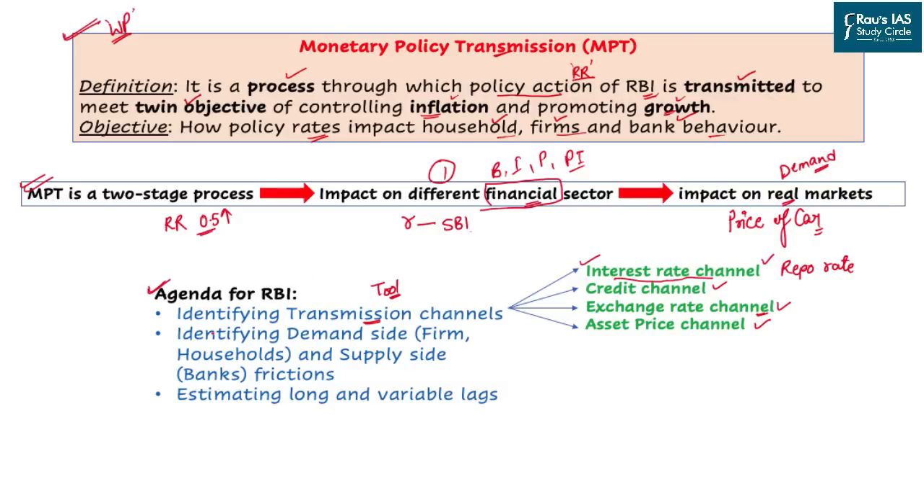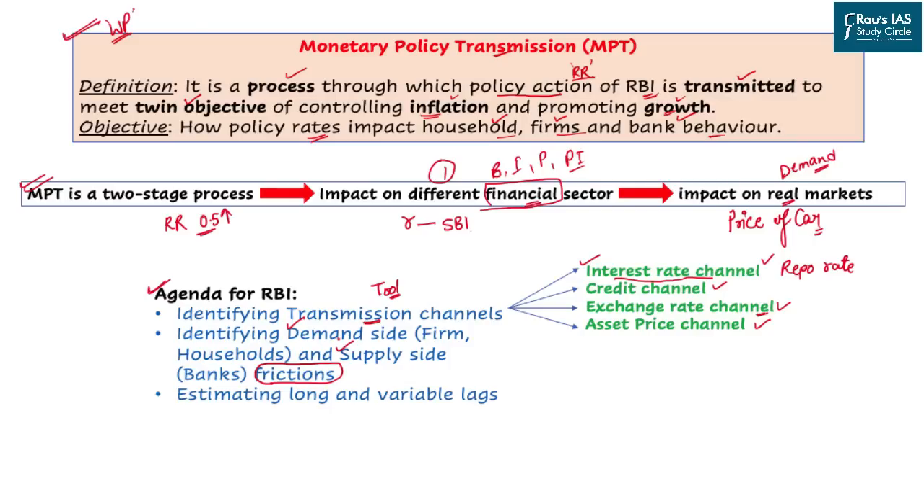The second agenda for RBI is to identify whether there is any friction between the one who is demanding and the one who is supplying. So who demands loan? You and me. We, the household people, demand loan. Let's say to construct a house, to buy different durables, or to buy a car.